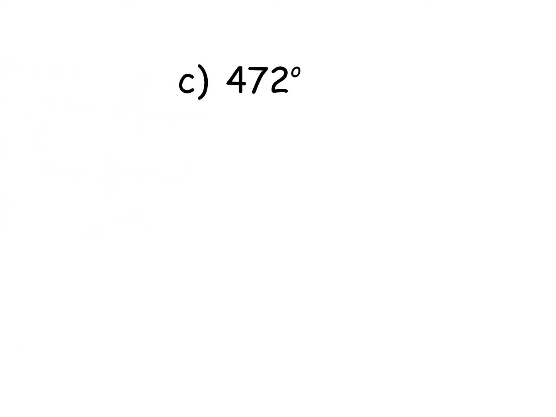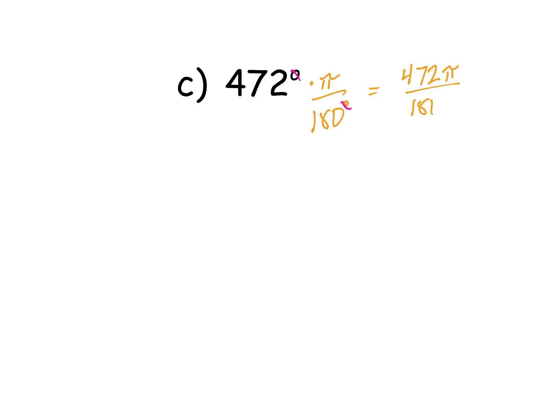So C, doing the same thing. I'm going to multiply by pi over 180. The degree signs go away. And I'm going to rewrite this as 472 pi divided by 180. So what goes into 472 and 180? Well, this ends in a 2 and this ends in a 0. I know I can divide by 2.